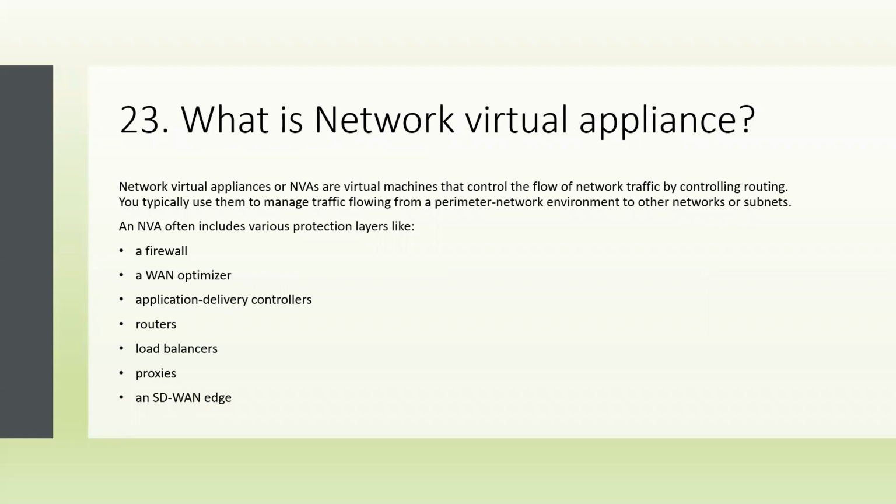What is Network Virtual Appliance? Network virtual appliances or NVAs are virtual machines that control the flow of network traffic by controlling routing. An NVA often includes various protection layers like a firewall, a WAN optimizer, application delivery controllers, routers, load balancer, proxies, and SD-WAN edge.